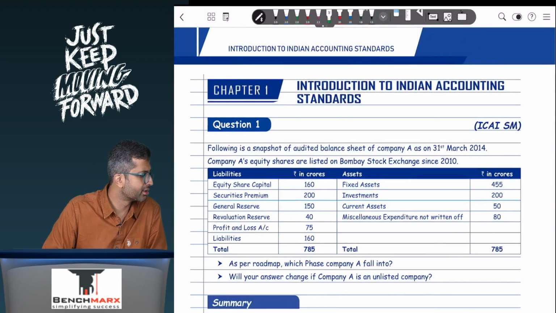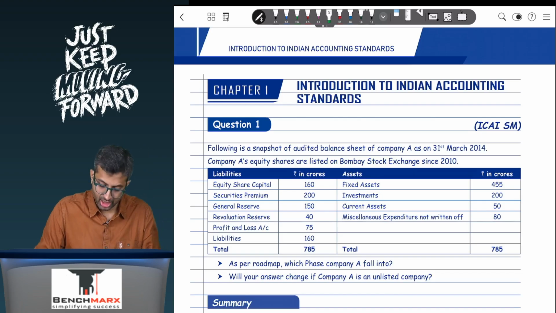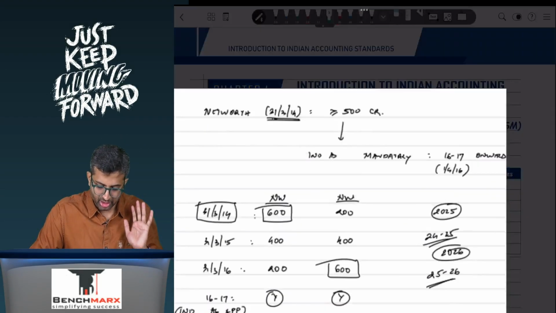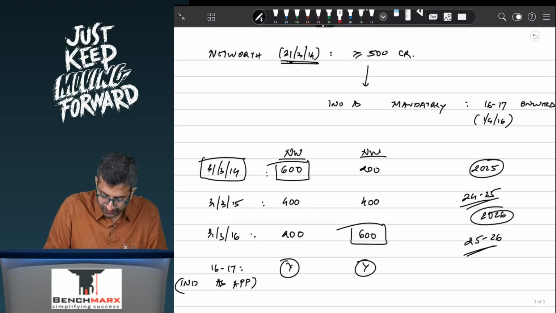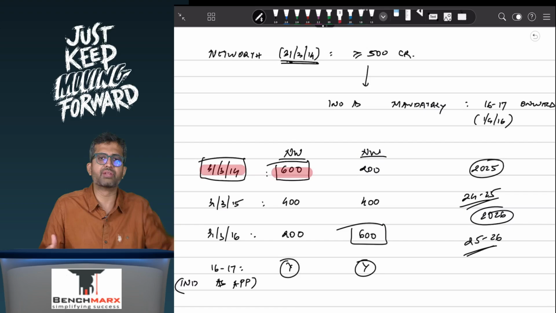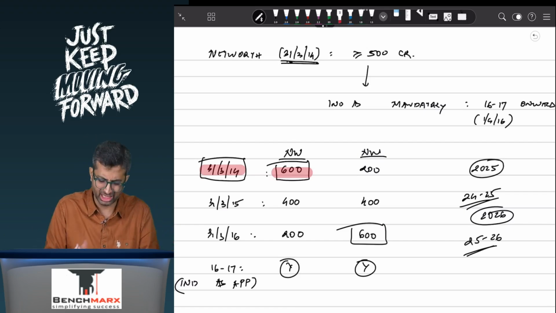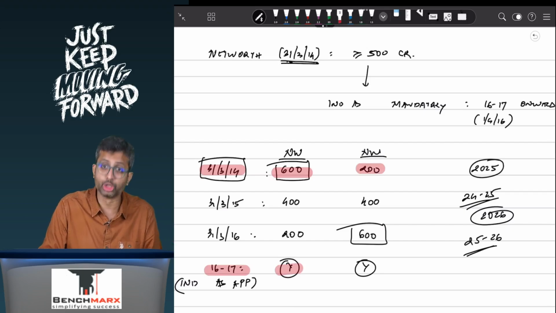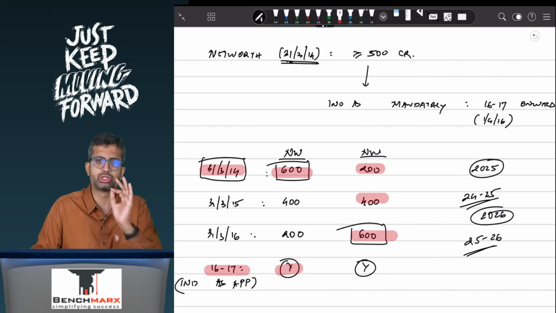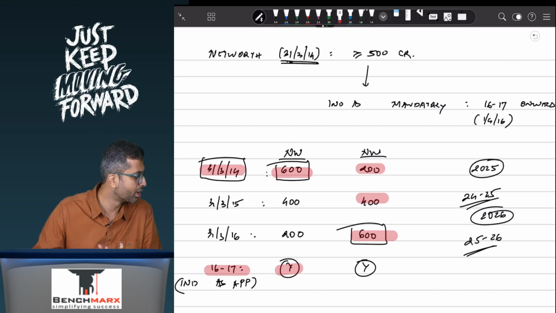Sir, when is the net worth of 14-15, 15-16 not to be checked? You will always check it. You may not check it if the net worth on 31st March 14 is crossing 500 crores, then irrespective of the net worth, Ind AS will become applicable. But if the net worth was lower, then you will keep on checking for each of the years on whether it is crossing or not. Okay.